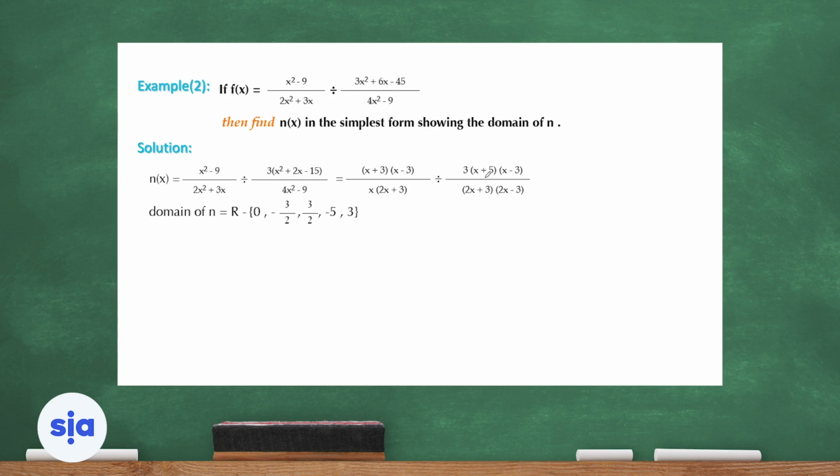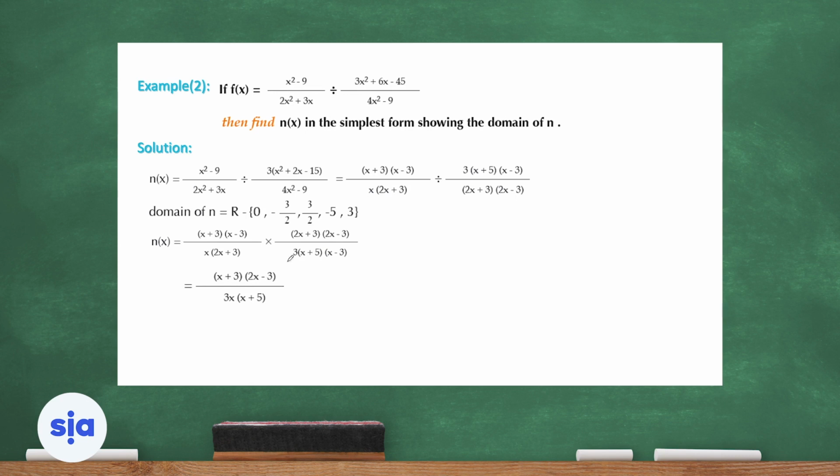So we take this as well in the domain. So x is also in the real numbers except negative 5 and positive 3. So keep the first fraction as it is, change the division sign into a multiplication sign, and then flip the second fraction. Let's now simplify together.